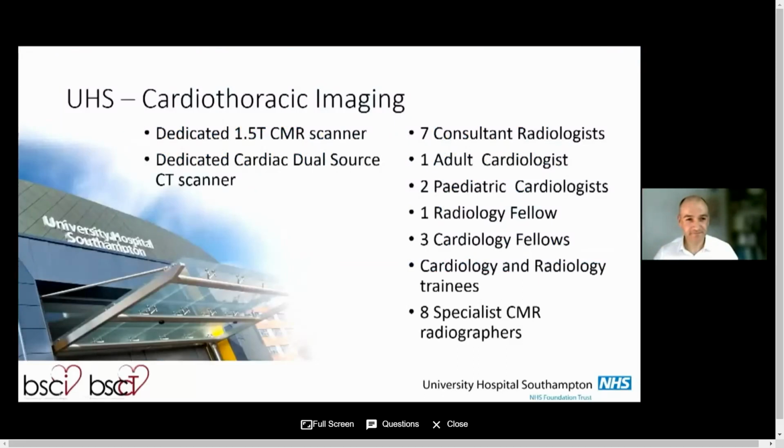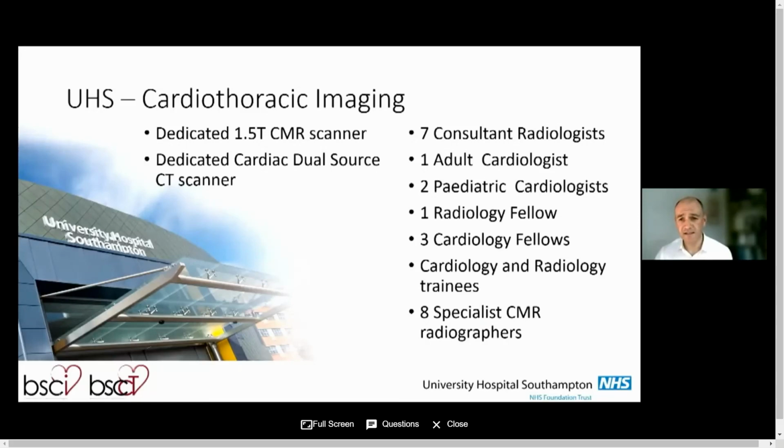I just want to explain a little bit about myself. My name is James Shambrook. I'm a consultant cardiothoracic radiologist at the University Hospital in Southampton in the United Kingdom. And we are a dedicated cardiothoracic imaging unit. We have our own 1.5 Tesla CMR scanner. We've got a dedicated cardiac scanner.